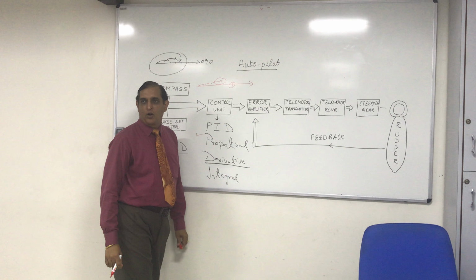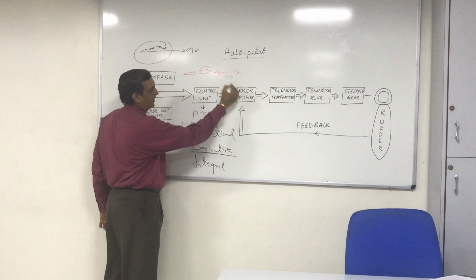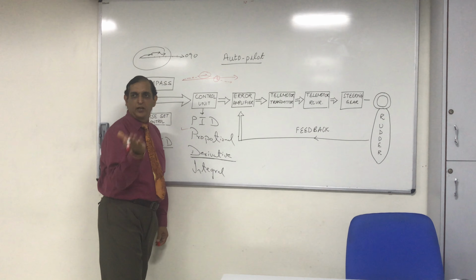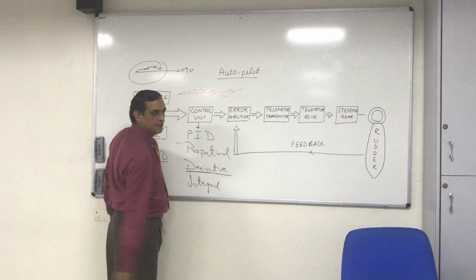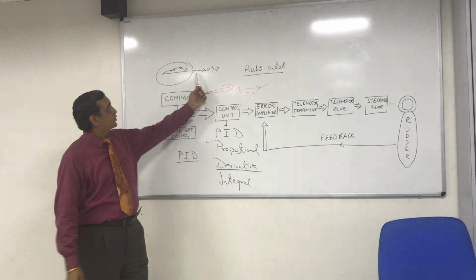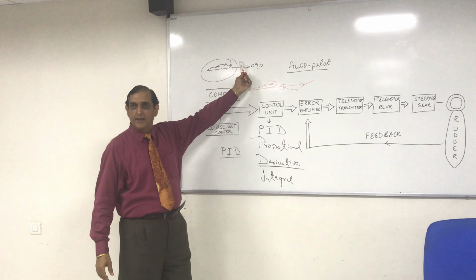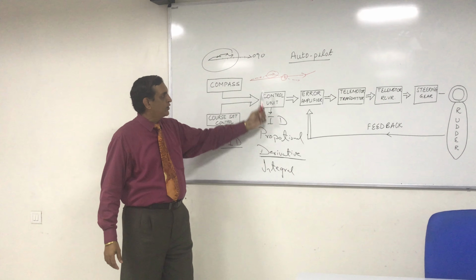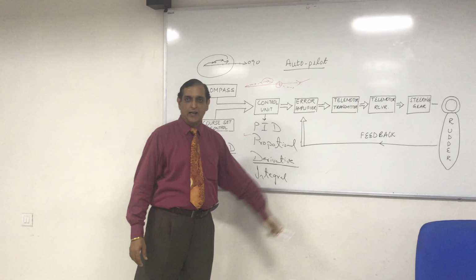Again, not necessarily that it will maintain on track all the time. The currents keep changing, winds keep changing. So you may find that again after some time it goes to the other side, and it will keep oscillating about the original track. In the derivative you saw it was oscillating about the heading. In proportional it is oscillating about the track.